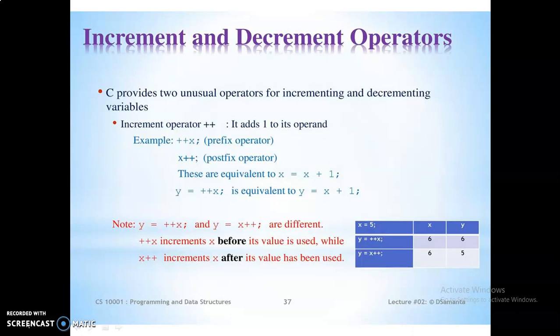Okay. Increment means it increments the value by 1. Decrement means it decrements the value by 1. Okay. C provides 2 unusual operators for incrementing and decrementing variables. The increment operator is plus plus and the decrement operator is minus minus. In this picture I showed you the increment operator plus plus. Now what is the use of this increment operator? It adds 1 to its operand. Okay, it adds the number 1 to its operand, that means it is incremented by 1.